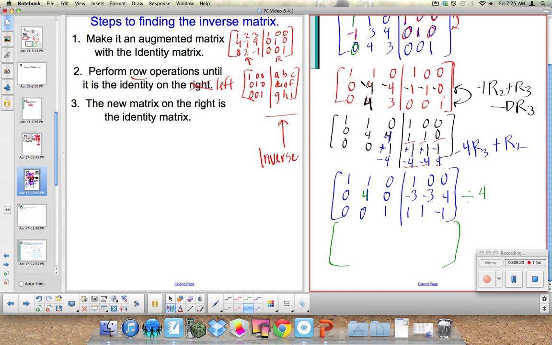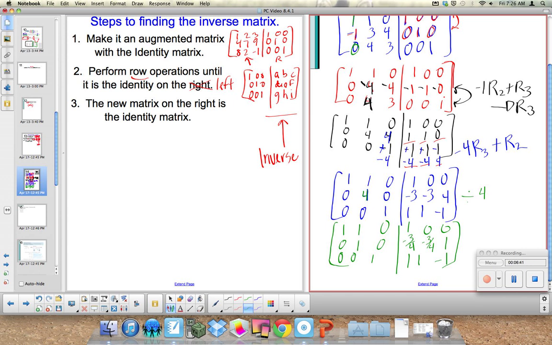So the bottom row is going to just copy, the top row is going to just copy, but I'm going to get that 1 in the middle. So 0, 1, 0, -3/4, -3/4, and 1. So my middle row is finished.